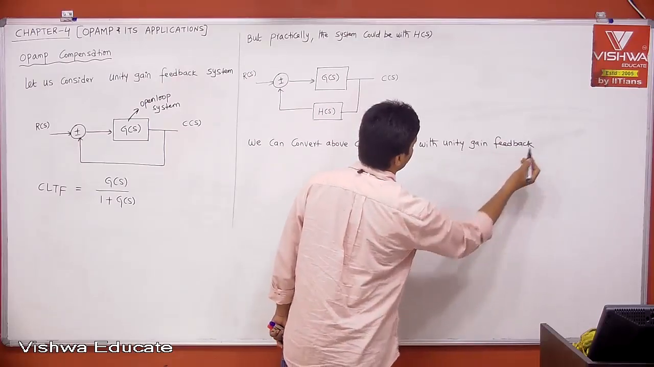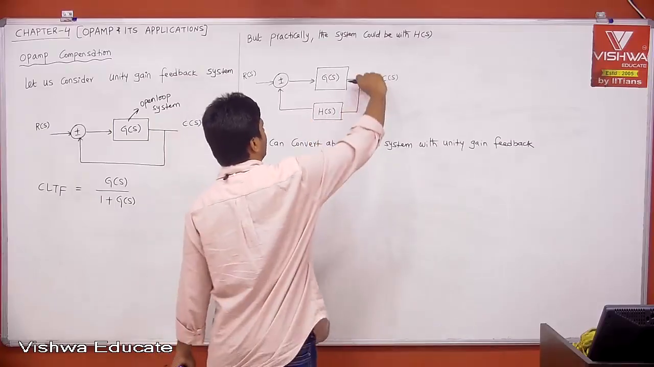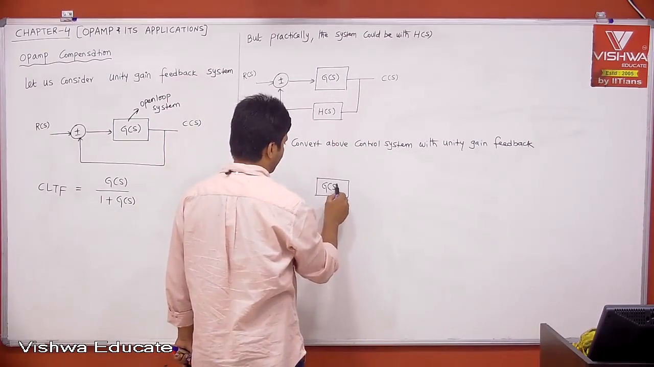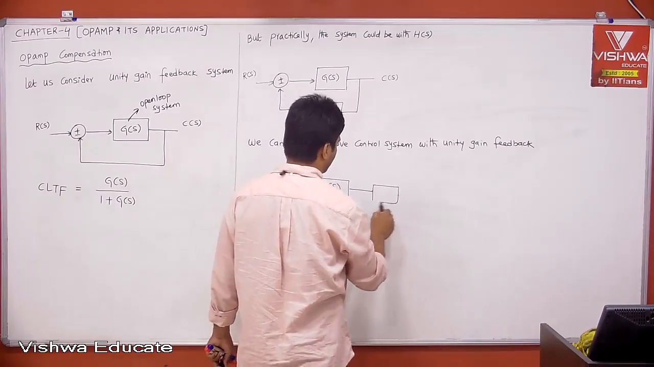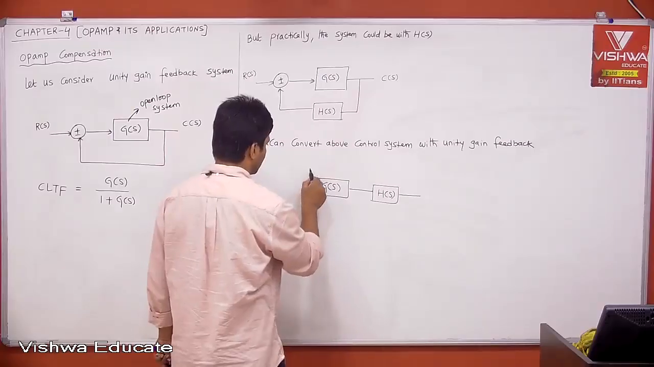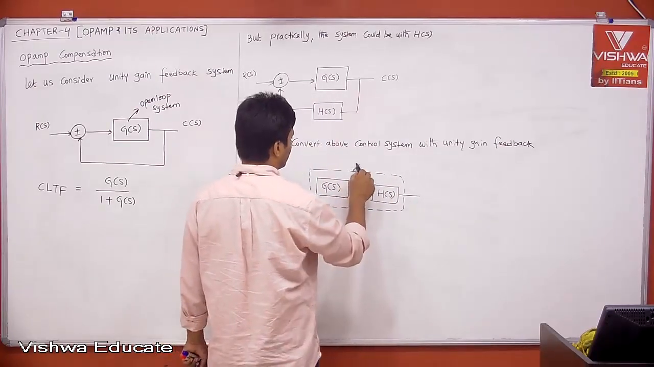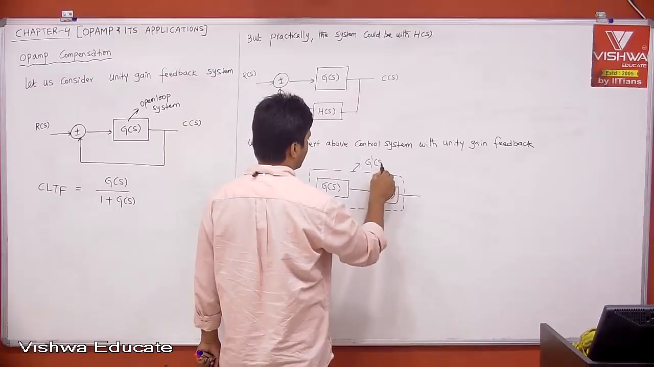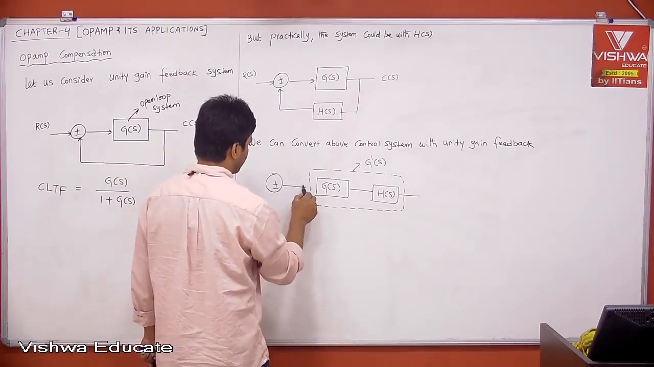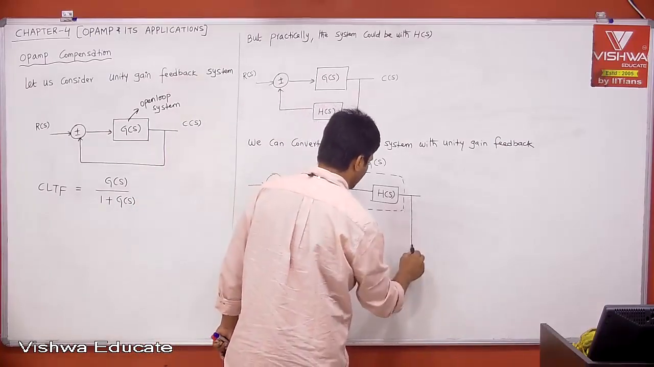Therefore, if you see here, can I write this G of S in here, and then write it like this? This is G of S and now this is H of S, right? Now treating this as the new open loop system, I can say this is G dash of S, let us say. Now this is plus minus, this is the input. Now you can treat this as unity gain feedback.